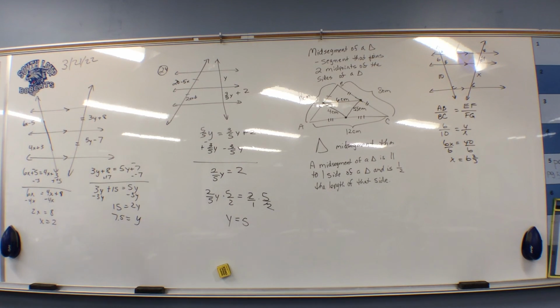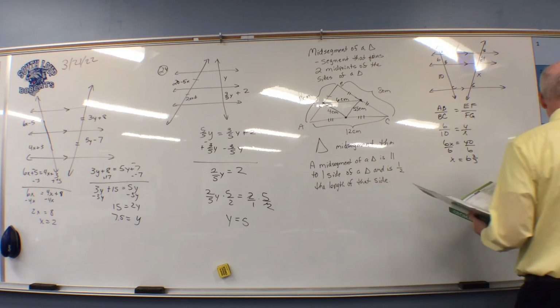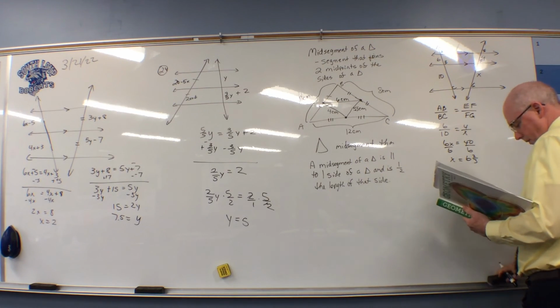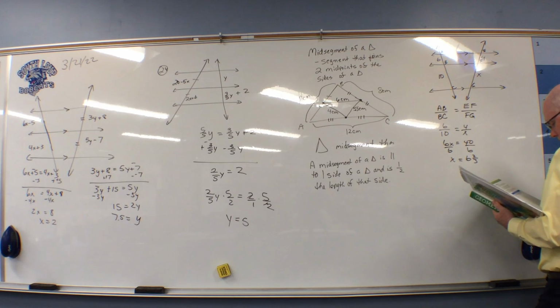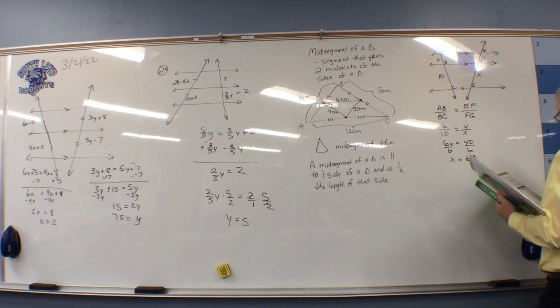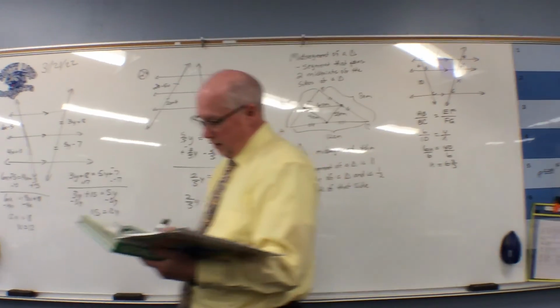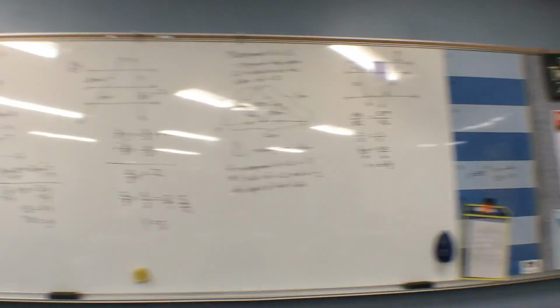So, your assignment, and it's not due tomorrow, is it? No. Okay. This is period 5, right? Page 539, numbers 10 through 26, 35 through 38. Okay, 10 through 26, 35 through 38. It's not due tomorrow, okay?